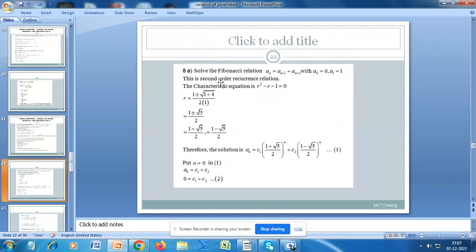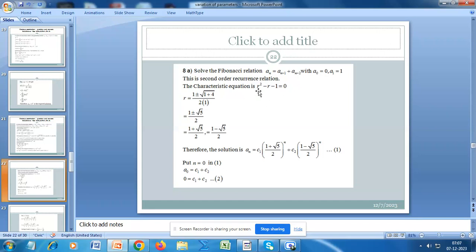Now, the 8th question is to solve the Fibonacci relation. The Fibonacci recurrence relation is a_n equal to a_(n-1) plus a_(n-2) with initial conditions a_0 equal to 0, a_1 equal to 1. This is a second order recurrence relation. Now taking everything to the left hand side, a_n minus a_(n-1) minus a_(n-2) equal to 0, and then write the characteristic equation r square minus r minus 1 equal to 0.